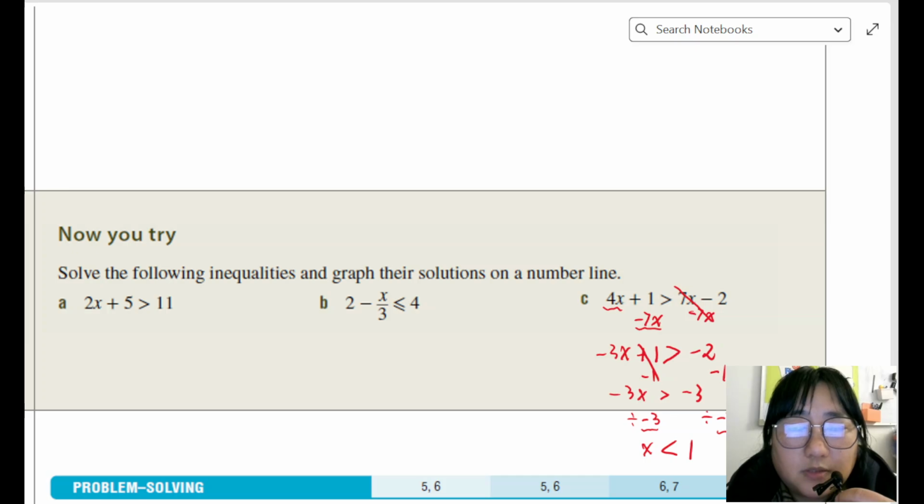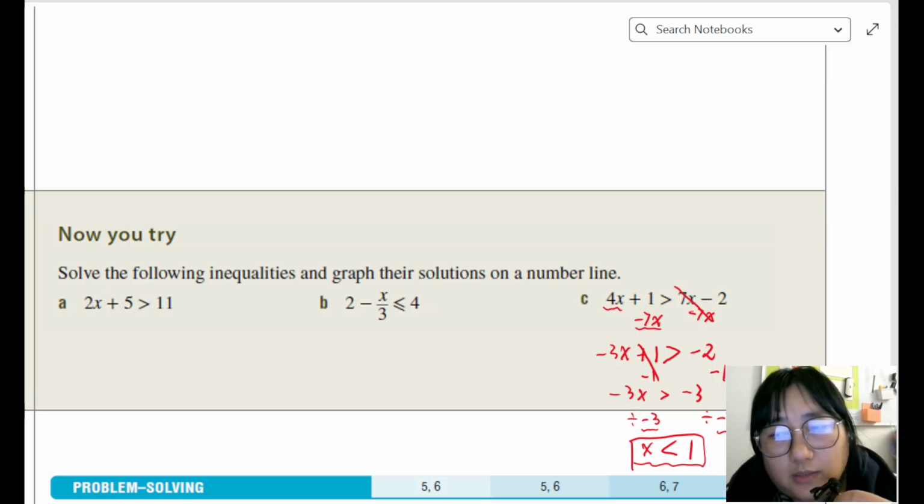Some of my students will say, Miss, do you think you got that answer correct? Okay. So if you're not sure, check. Check a number in this range, or domain, and then substitute back. So now I just pick a number less than 1 that is easy for us to do the calculation. I will pick -1, okay?